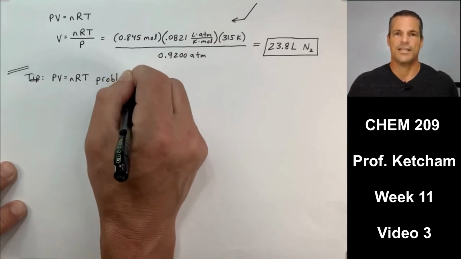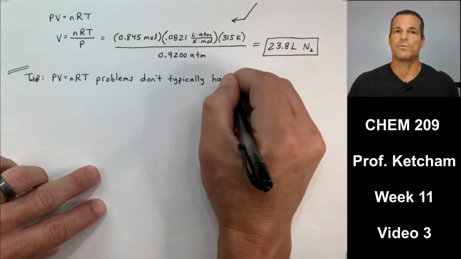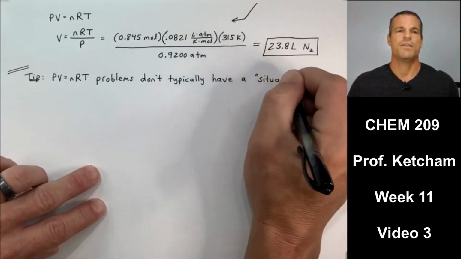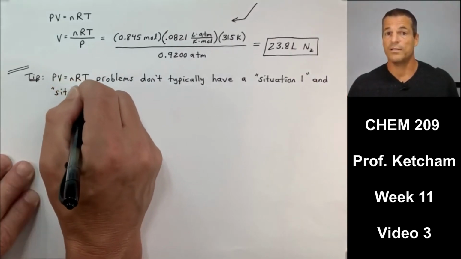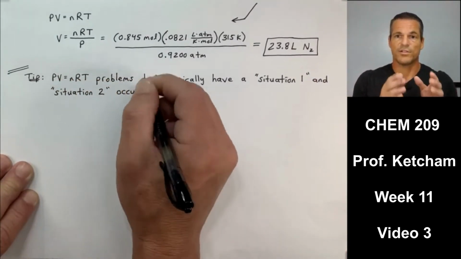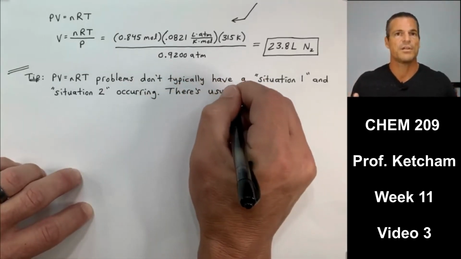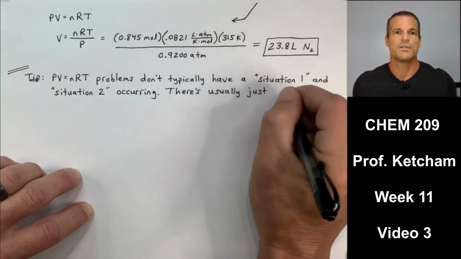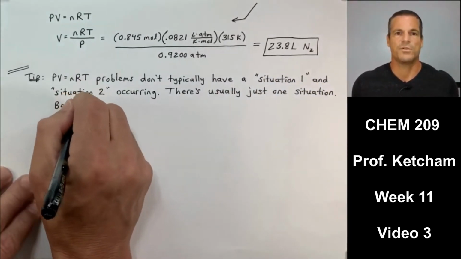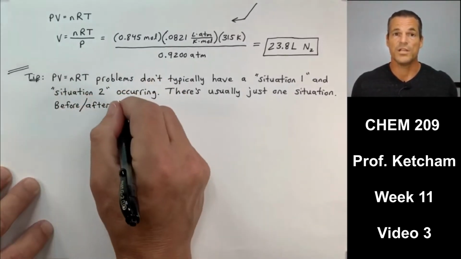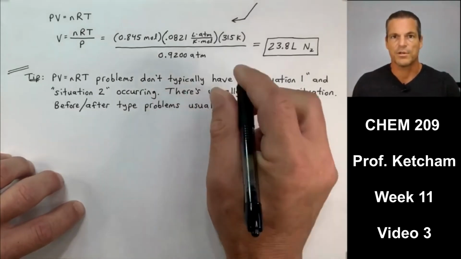Now, here is a tip, a very important tip that I want to tell you guys about regarding these PV equals nRT problems. PV equals nRT problems don't typically have a situation 1. Situation 1 where there is a certain pressure and volume, for example, and a situation 2 where we have a new pressure and we're asked to solve for this new volume. In PV equals nRT problems, there is no situation 1 and situation 2. There's usually just one situation. They give you pressure, they give you volume, they give you moles. You have to solve for temperature, etc.